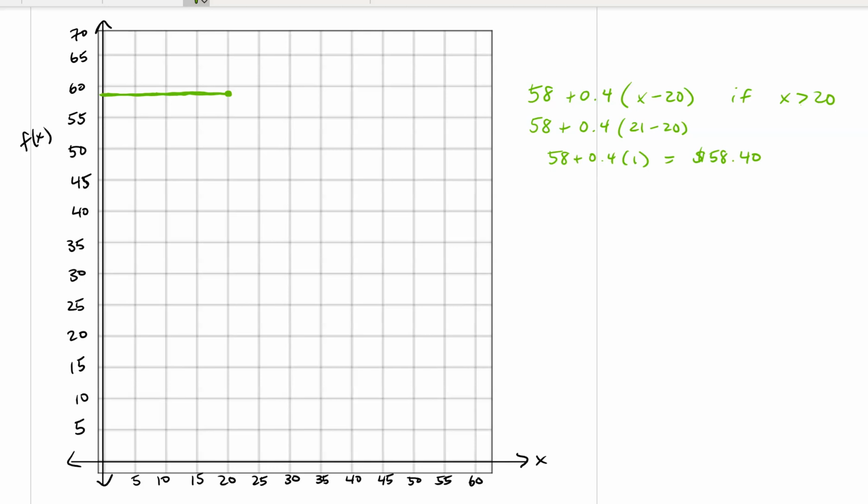So what we're going to see is that it's going to increase linearly, and our slope is 0.4. Every time our x value goes up by 1, the cost goes up by 40 cents. And remember, we found that when x is equal to 30, our output value was 62. So I can plot that there and then connect those, and our function would look like that, and it would just increase as x becomes a larger value. So that is what our graph is going to look like. Hopefully that makes a little bit more sense as far as piecewise functions go.